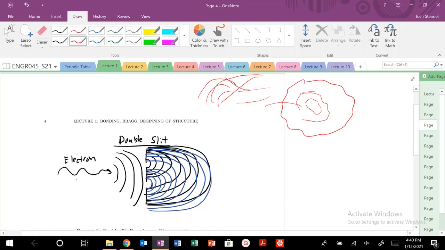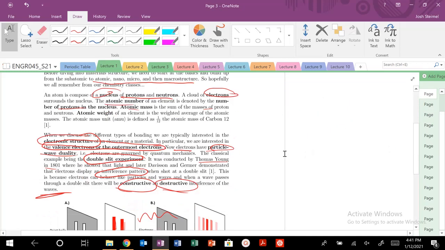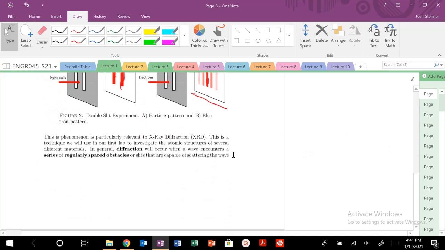You can see this double slit experiment illustrated like this. There's waves that hit and go through. Some waves will add as they go through and amplify, and other ones will be destroyed. So that's the key idea of constructive or destructive interference. And it's going to be very, very relevant to our first lab, this XRD lab.